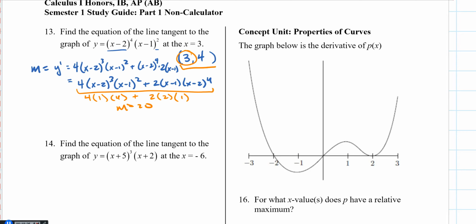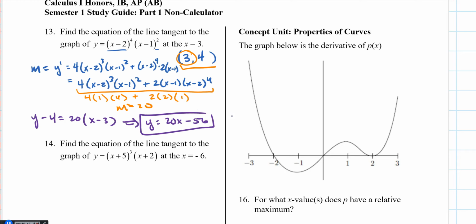I've got a point. I'm going to use point slope form. y minus 4 is equal to 20 times (x minus 3). Simplify that a little bit. y equals 20x minus 56 is the equation of my line.